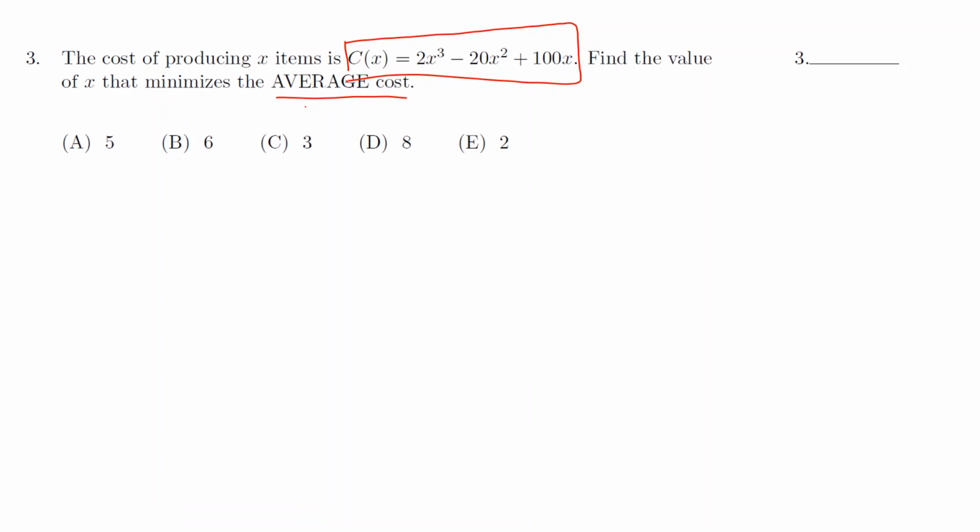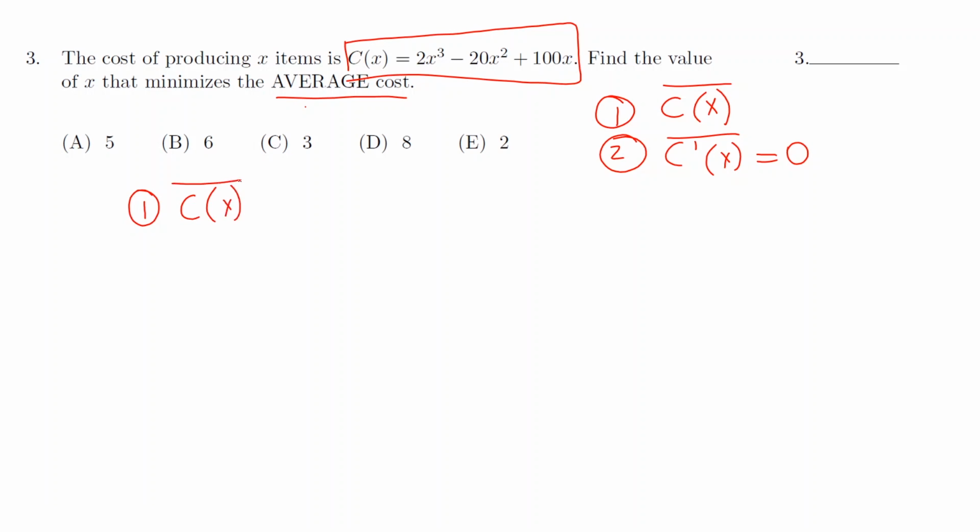In order for us to find that, we first will have to find the average cost. Then we have to take the first derivative of the average cost, so C prime of x, set that to 0, and solve for x. Two steps. So what is the average cost? The average cost is your cost, C of x with the bar, equal to 2x cubed minus 20x squared plus 100x, which is our cost, all over x. So here, let's just cancel the x's out, so this is just 2x squared minus 20x plus 100.